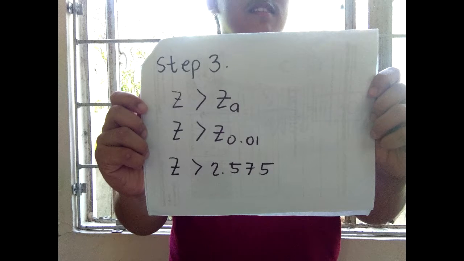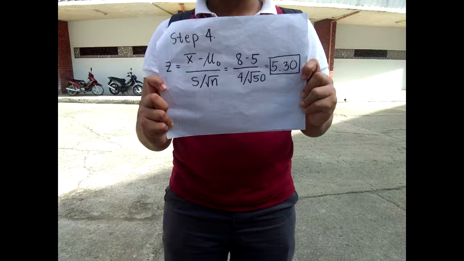Step 3. Determine the critical value of the test statistic. Since standard deviation is unknown and n is greater than 30, we'll be using the z-test. So our formula would be z is greater than z alpha. Our alpha there is our level of significance, so we will substitute 0.01 to the alpha. So it will become z is greater than z 0.01. And it will give us the answer of z is greater than 2.575.